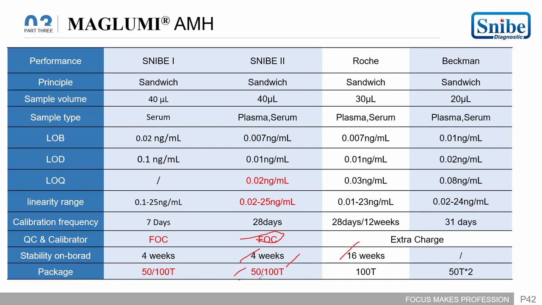The pack size, we have a 50 test and 100 test, but they have no flexibility of the lower pack size except Beckman. The original kit pack size purchased is 100 test. So the 100 test has 2 cartridges, each cartridge containing 50 tests. So they can load the 50 test on an instrument, but their purchasing price is for 100 test.